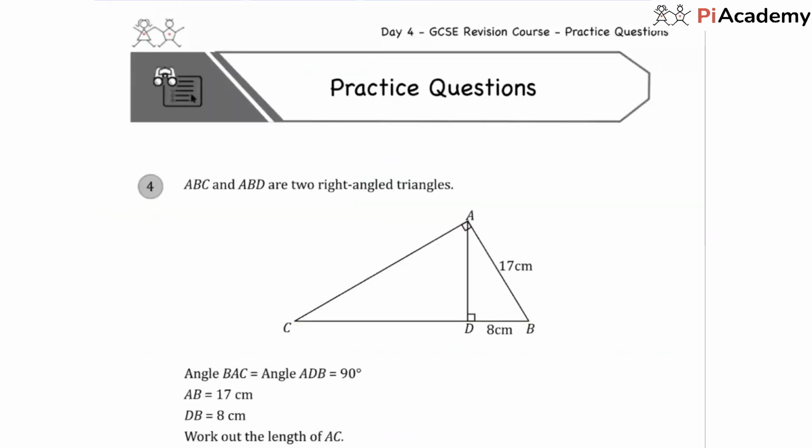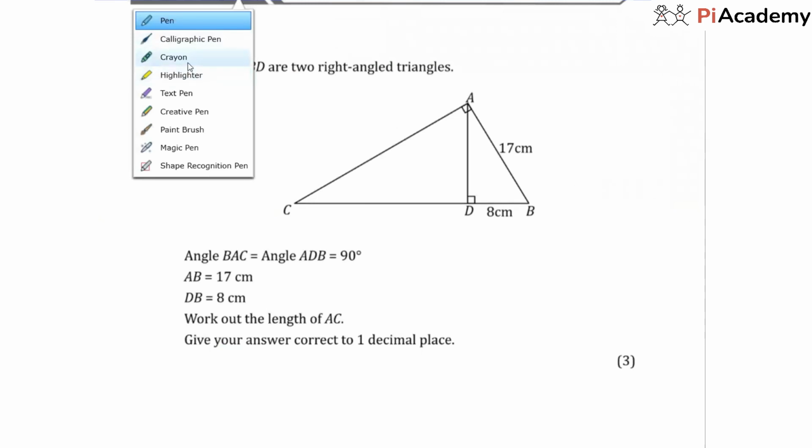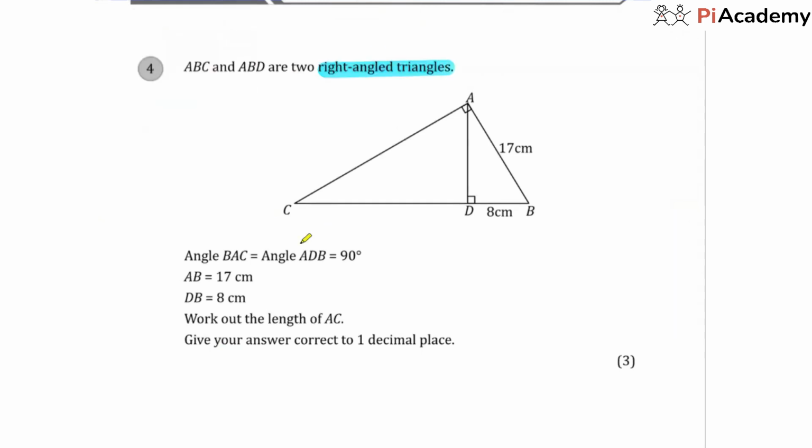Here you go. ABC and ABD are two right angle triangles. Now, angle BAC is equal to angle ADB is equal to 90 degrees. AB is equal to 17 centimeters. DB is equal to 8 centimeters. Work out the length of.